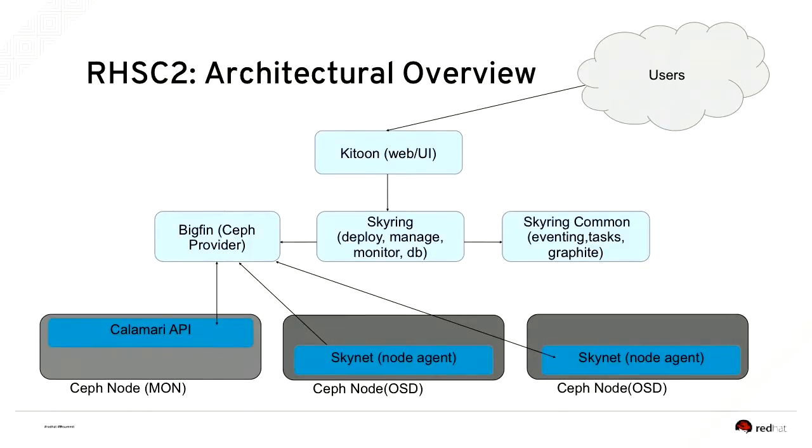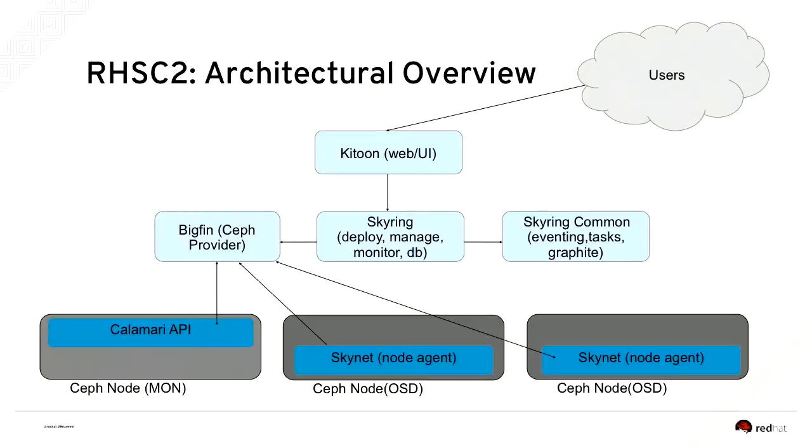So moving on to a little bit of the architecture of the current storage console. On the top right, you'll see users come in and they interact with the Katoon web UI. That's a component within the framework that is based on PatternFly, and displays to the end user the information that it gets from the underlying components. And it's purposely separated off from the business logic aspect of it.